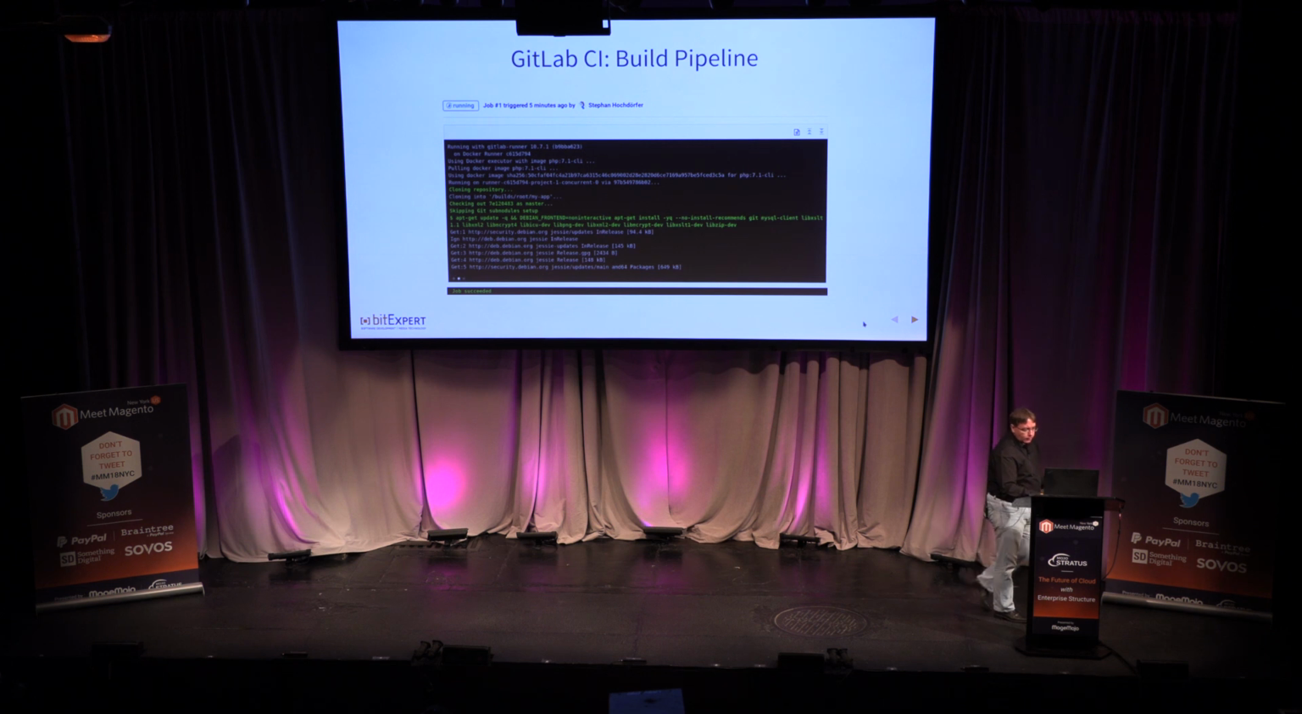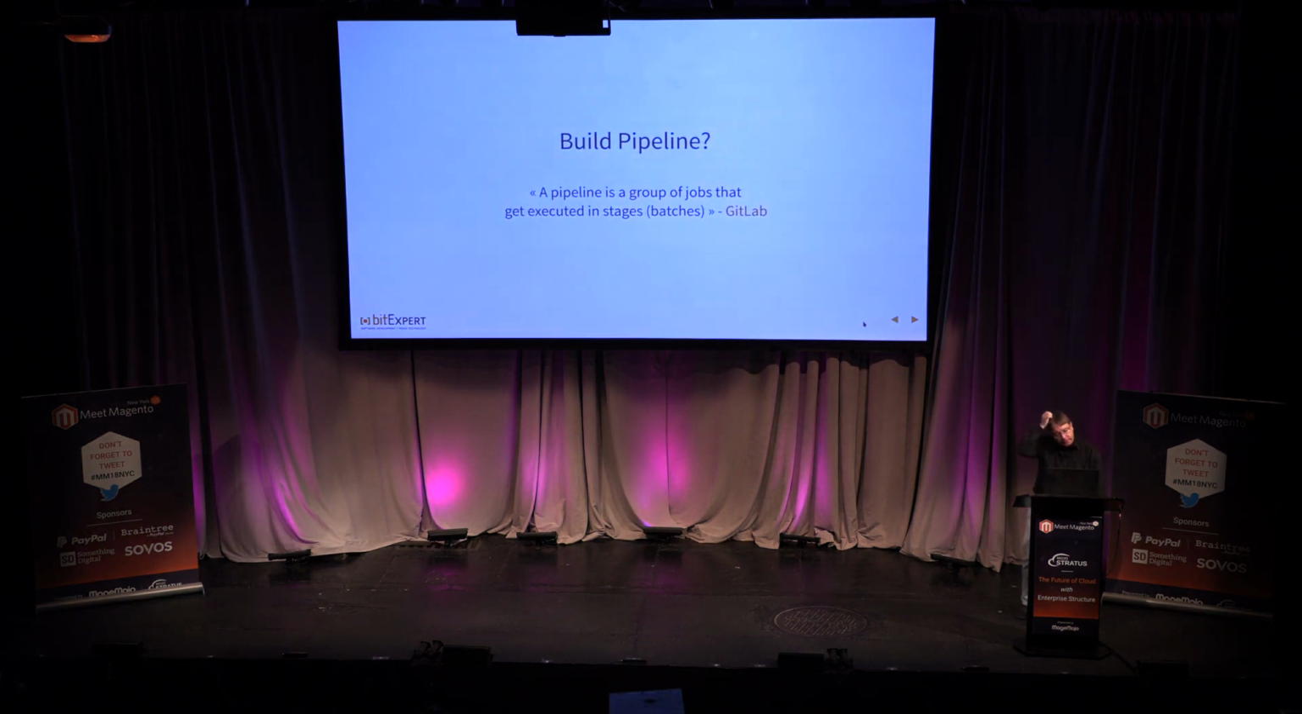Obviously. But technically that's not really a build pipeline. That's just one job that is run. If you consult the GitLab documentation, they say a build pipeline is a bunch of jobs that get executed in stages. So let's do that. Let's configure that, because we still want to deploy that stuff on staging and production, obviously.